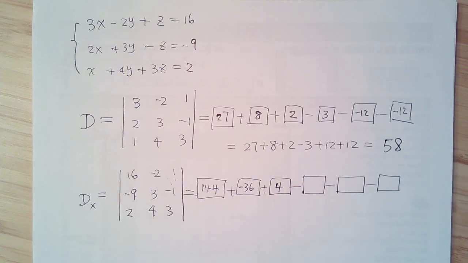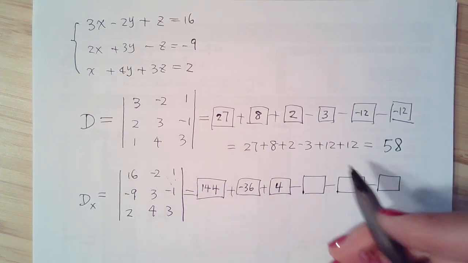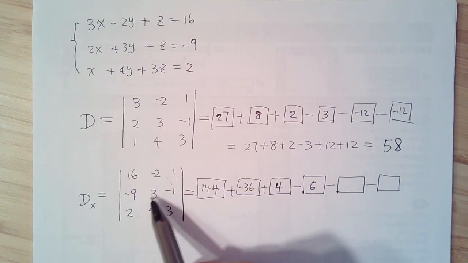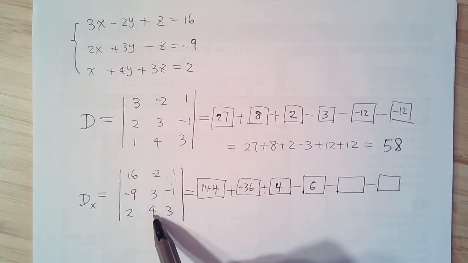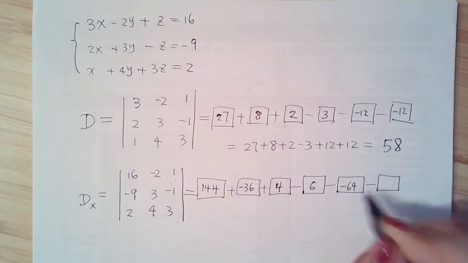Okay. The other way, I go from the top right. So 1, 2, 3, that's a 6. Okay. And then I do this. Negative 1 times 4 times 16. This is negative 64. Okay.